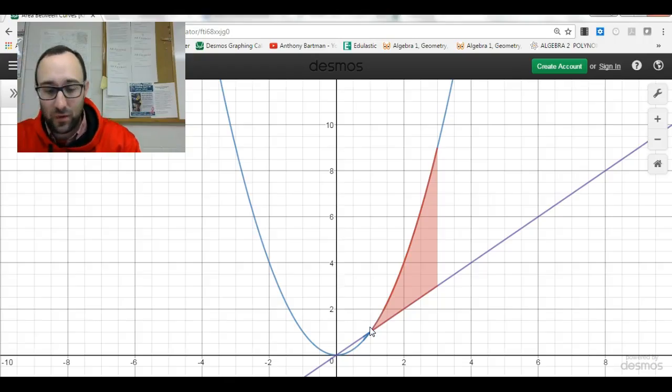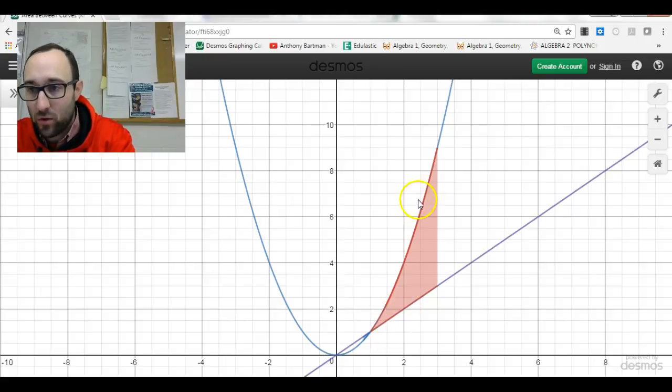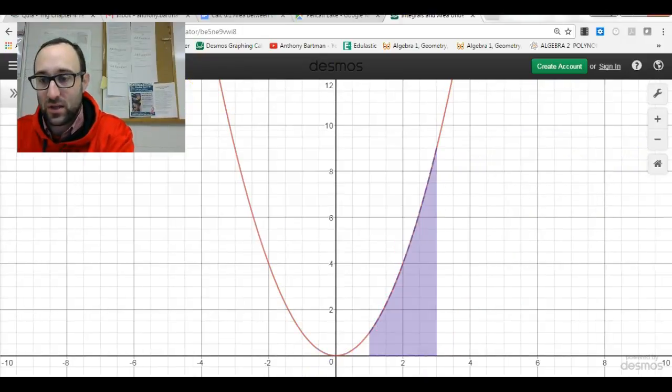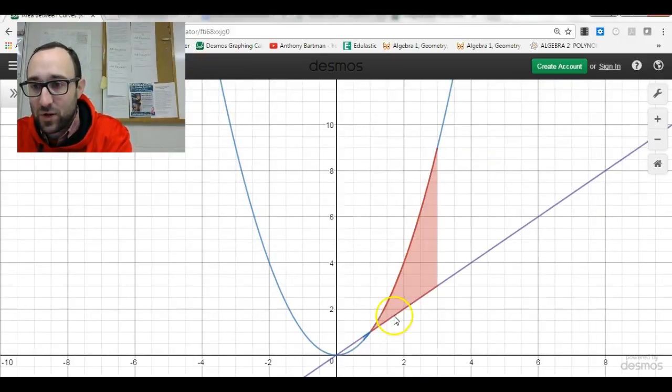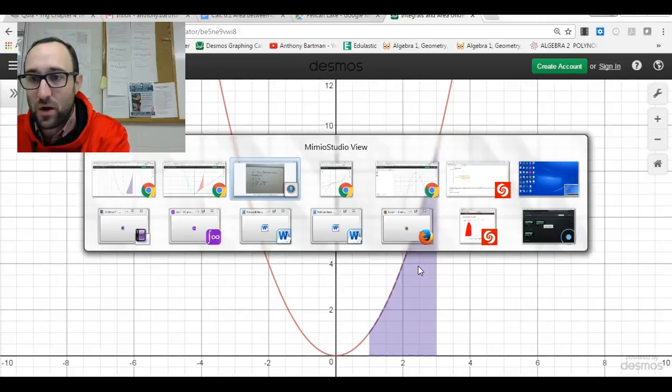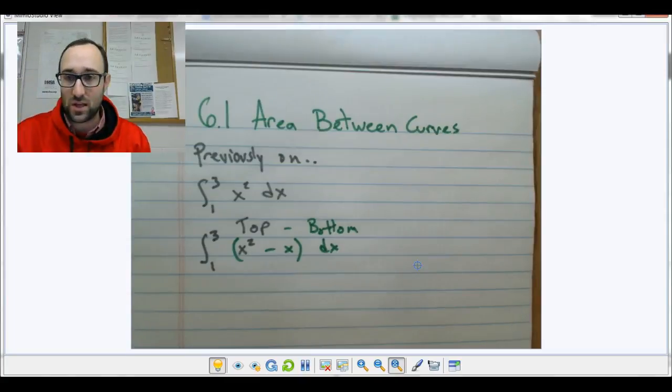What will happen is I'll find the area of this whole thing, and then we're going to subtract the area of this little stuff, and what we'll be left with is the area that's shaded in red. All right, so let's go through and actually do that right now. Let's figure out what this area is going to be.